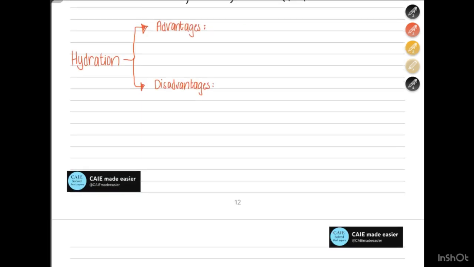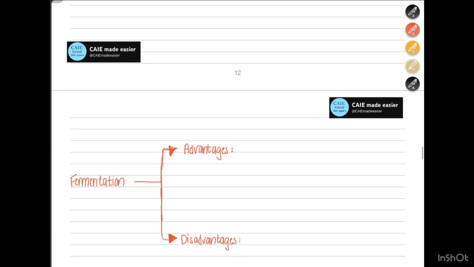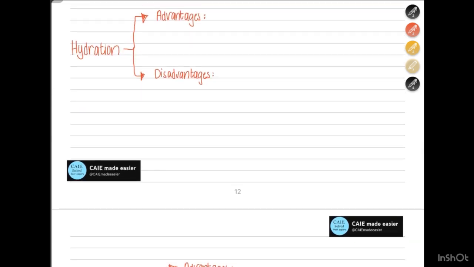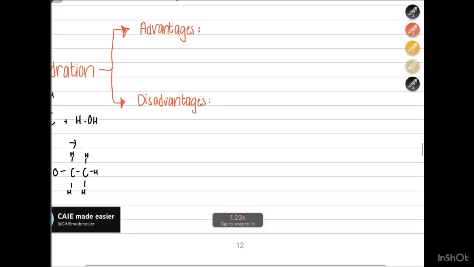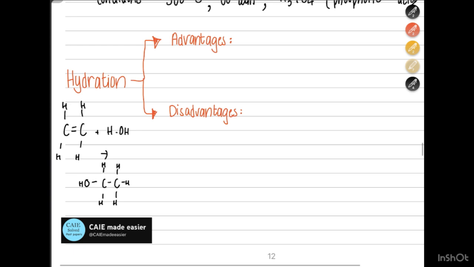Alright, so now we can discuss some advantages and disadvantages of hydration and fermentation. Just as a quick reminder, hydration is when you have ethene plus HOH, you get ethanol, which is CH3CH2OH, hydrogen, hydrogen, hydrogen, and then OH. This is ethanol. So what are some advantages? First of all, pure ethanol is formed. As you can see in this reaction, there is no side product, no byproduct. Only pure ethanol is formed.